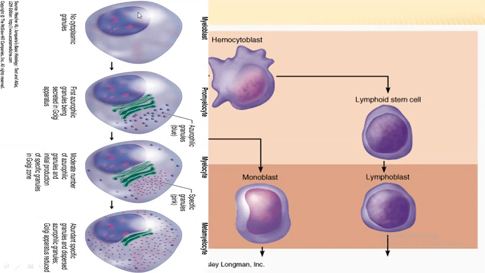You can see within this cell as it's developing, you don't have any granules at the stage of myeloblasts. At the stage of promyelocytes, you can see the appearance of azurophilic granules. You can also appreciate the Golgi apparatus, the Golgi bodies that are responsible for production of the vesicles. You also have rough endoplasmic reticulum. The Golgi apparatus is the one that will modify these granules. Depending on the type of granulocyte, you have different types of granules.